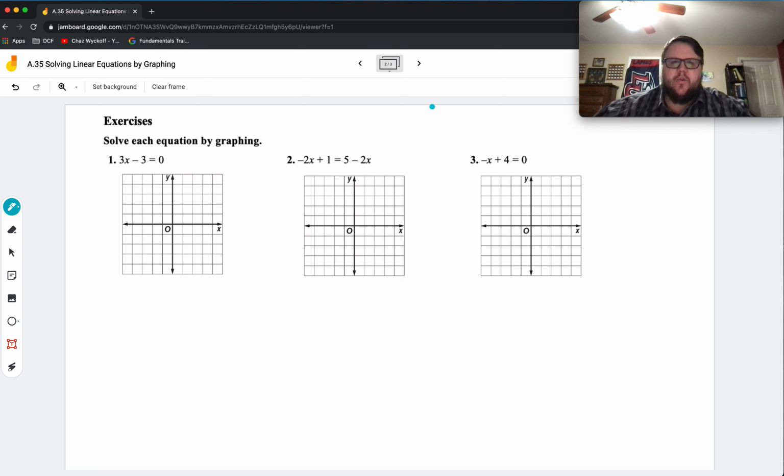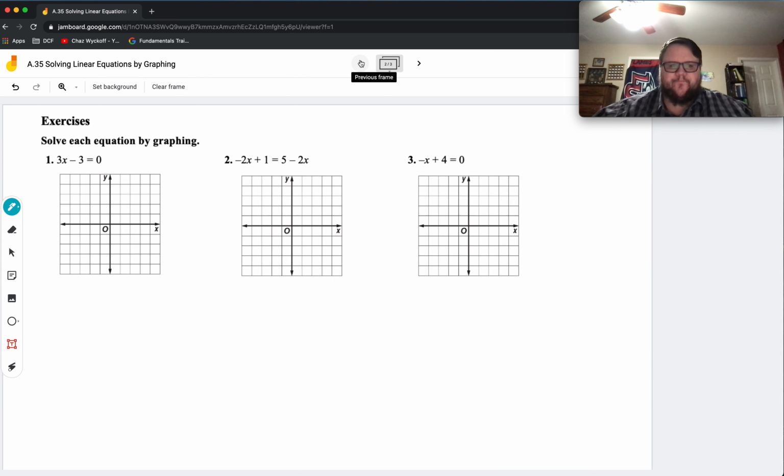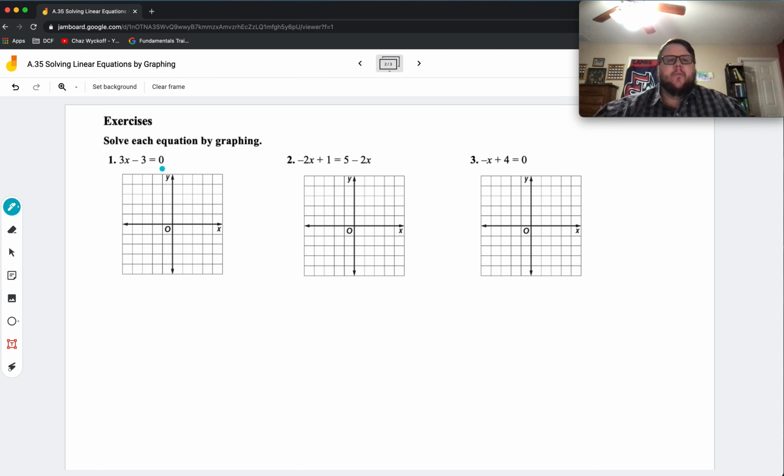So I'm going to do a couple problems with you. There's 6 problems altogether, and I'm going to do about 3 of them. And then I'm going to leave you guys to do the other 3. All right. So first thing we notice is that in number 1, 3x minus 3 is already equal to 0. So I'm going to do it both ways. I'm going to show you how to do the table, and then I'm going to show you how to just graph it. So our function is f of x equals 3x minus 3. So I'm going to do a table.